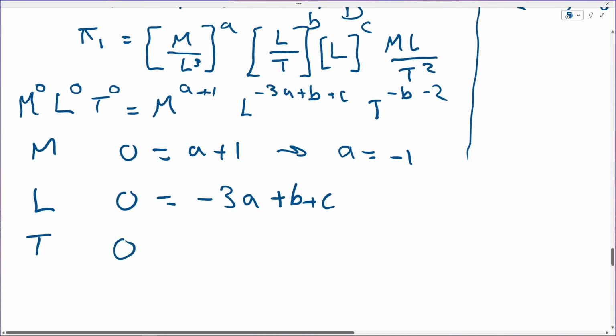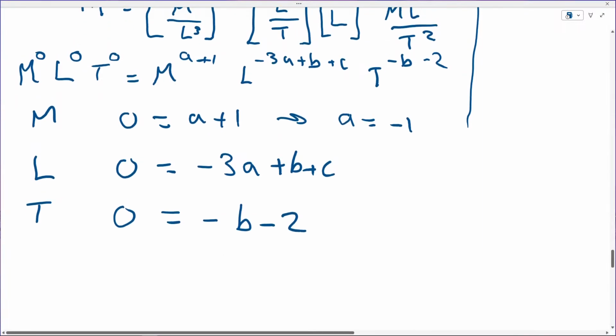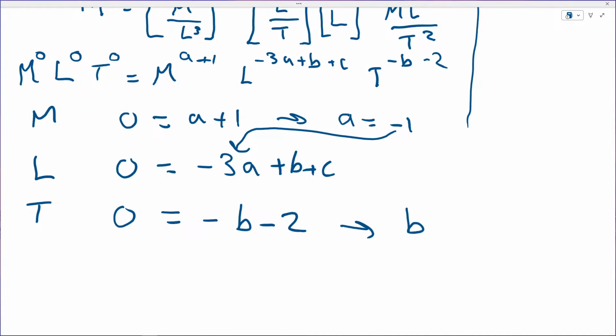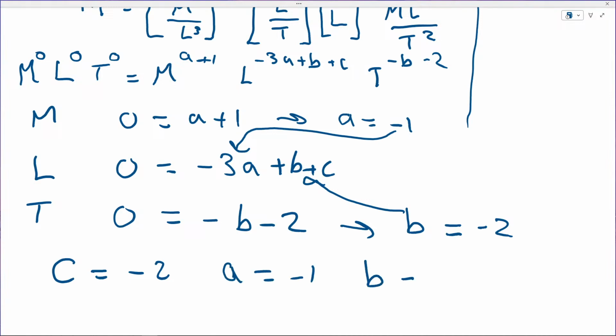That's 0 is equal to minus b minus 2. So if you substitute this here, that will give you 3a plus b plus c is equal to 0. And then here, b is equal to minus 2. So you substitute this here, and if you substitute this here and this here, that will give you c is equal to minus 2. And then we know that a is equal to minus 1 and b is equal to minus 2.